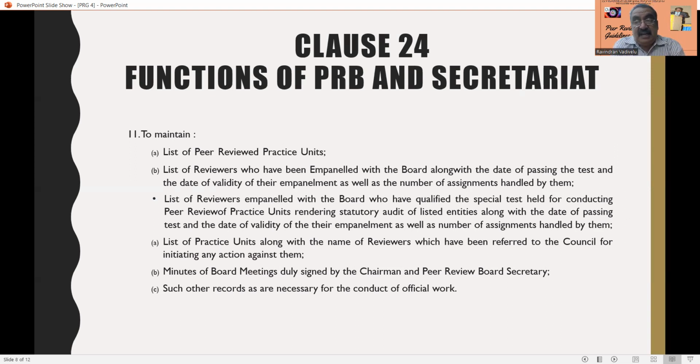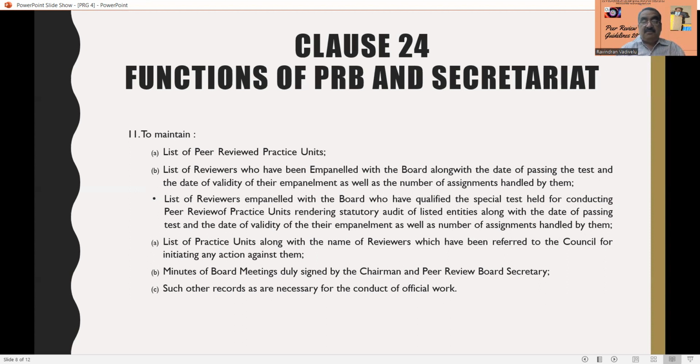So that's a clear indication. There are two types of tests. One is the normal test and one is a special test. On passing the special test, those peer reviewers are allowed to do the peer review of statutory audit of listed entities. Then the list of practice units along with the names of the reviewers has to be referred to the council for initiating any action.